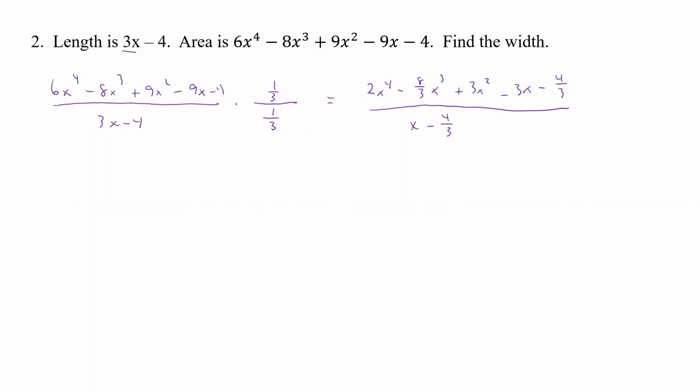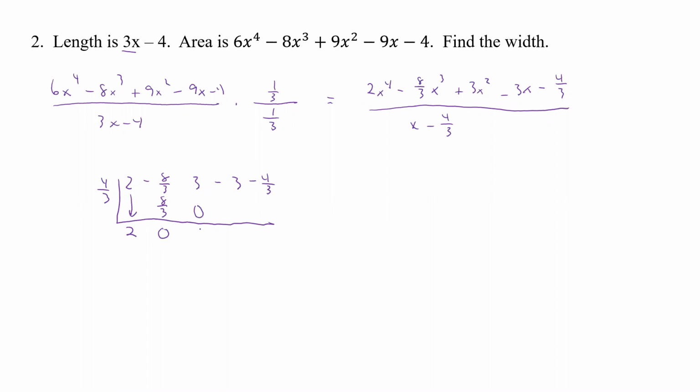And now we have x minus k, so our k is 4/3. We're dividing into a 2, a minus 8/3, a 3, a minus 3, and a minus 4/3. Because this is a length and we need to find the width, we'd better get a remainder of 0. So let's bring down that 2. 4/3 times 2 is 8/3. When you add those together, you get 0. Multiply those, you get 0.